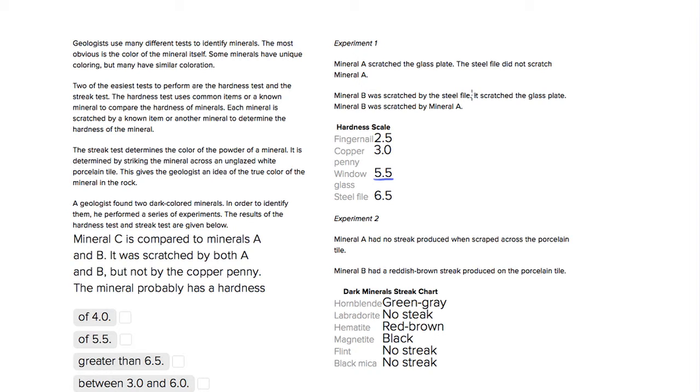But the steel file also did not scratch mineral A. So we know that mineral A is greater than 6.5, because in order for the steel file to scratch mineral A, it would have to be harder. So we know that A is something greater than 6.5.